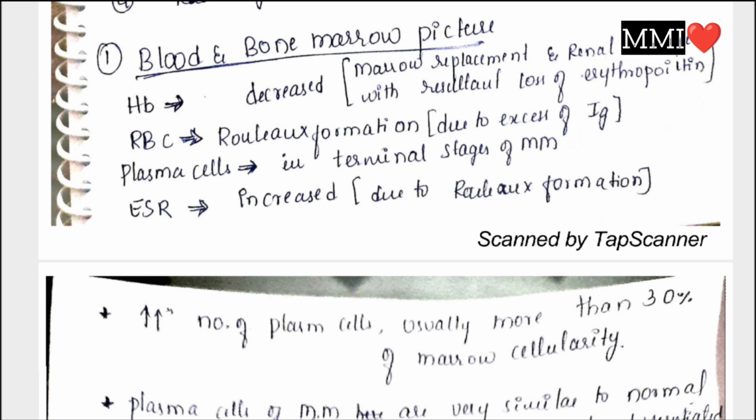So as there is renal damage, as there is proteinuria, meaning loss of protein, that is, light chains are passed in the urine. That is the reason there is renal damage. And hemoglobin is decreased. In the RBCs you will see Rouleaux formation.